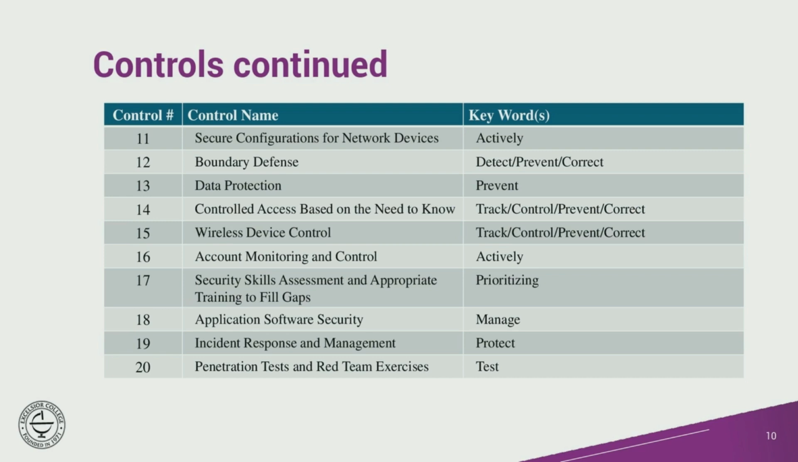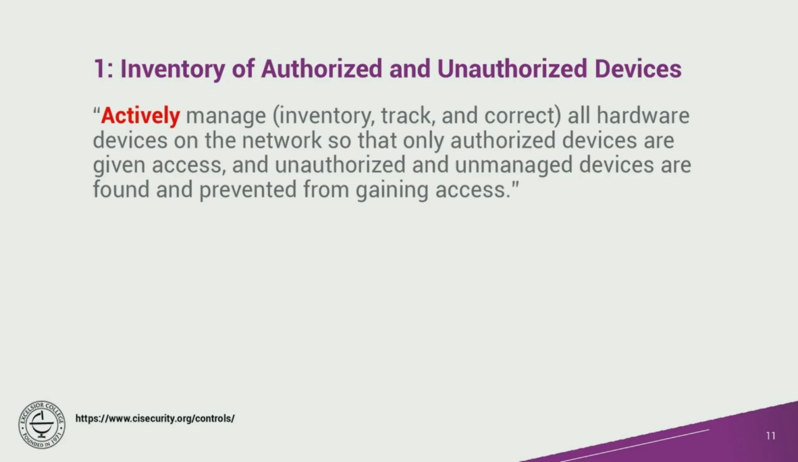So under the data protection, number 13, the keyword is prevent. Prevent any loss. You have to look at data protection in its entirety. It's not just encryption. Okay, so if we look at the definition, here's the inventory of authorized and unauthorized devices. Actively manage all hardware devices on the network so that the only authorized devices are given access. This is extremely difficult with the Internet of Things.